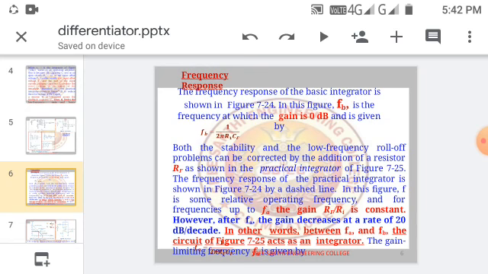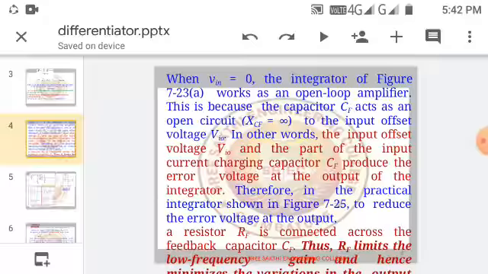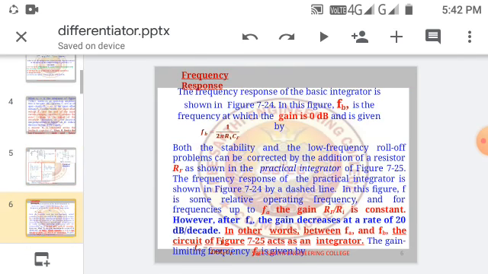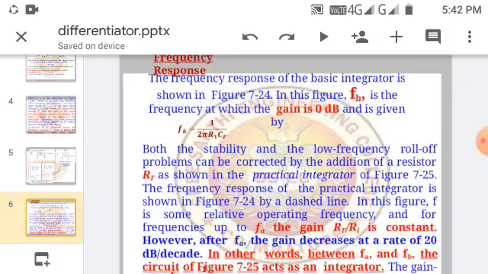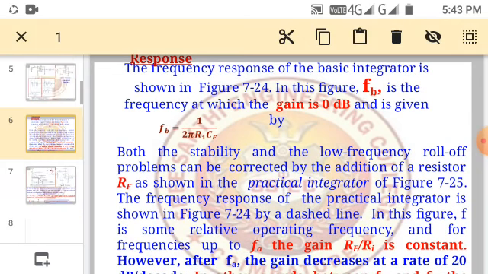Next one is the frequency response of an integrator, shown in the circuit, that is F is equal to 1 by 2 pi R1 CF. Both the stability and low frequency can be corrected by addition of the resistor RF. So roll off means the signal will be rolled off in the output you are getting. So you have to get the gain as the maximum for any amplifier. Always the gain must be unity for an operational amplifier. So you have to maintain RF by R1 to be constant.